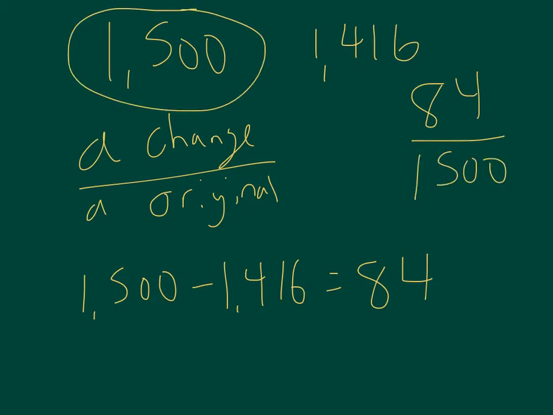So now I have 84 over 1500, which needs to simplify. And again, for all my decimal lovers, that is 0.056. Now, 0.056, to make that a percent, I would move that decimal twice, and I would get 5.6%. Now in this case, that's a decrease. So I would say that to go from 1500 to 1416 is a 5.6% decrease.